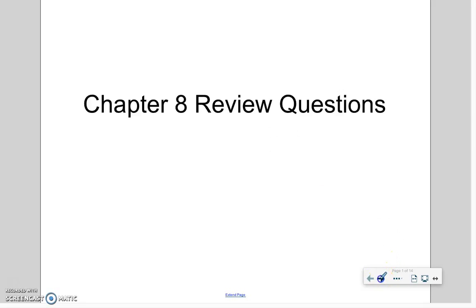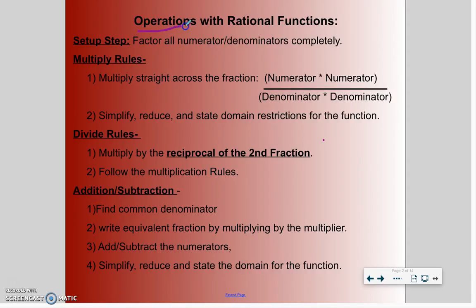So looking at 8.1 and 8.2, we basically just did operations within rational functions. So every single problem, whether it's multiplication, division, or addition and subtraction, which is going to be your expressions and functions page, your first step for everything is to factor all the numerators and denominators completely. So get them down to be binomials as much as possible. Get them down to be lowest terms as much as possible. And do not do any canceling until the very end. So if we're multiplying two rational functions, we're just going to multiply straight across. We're going to take numerator times numerator, denominator times denominator, and then do your simplifying, reducing, and state your restrictions.